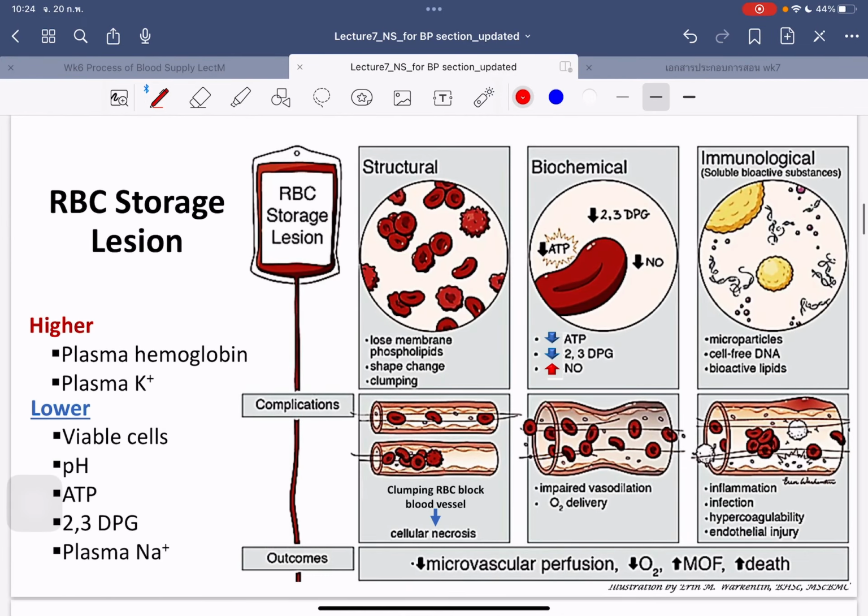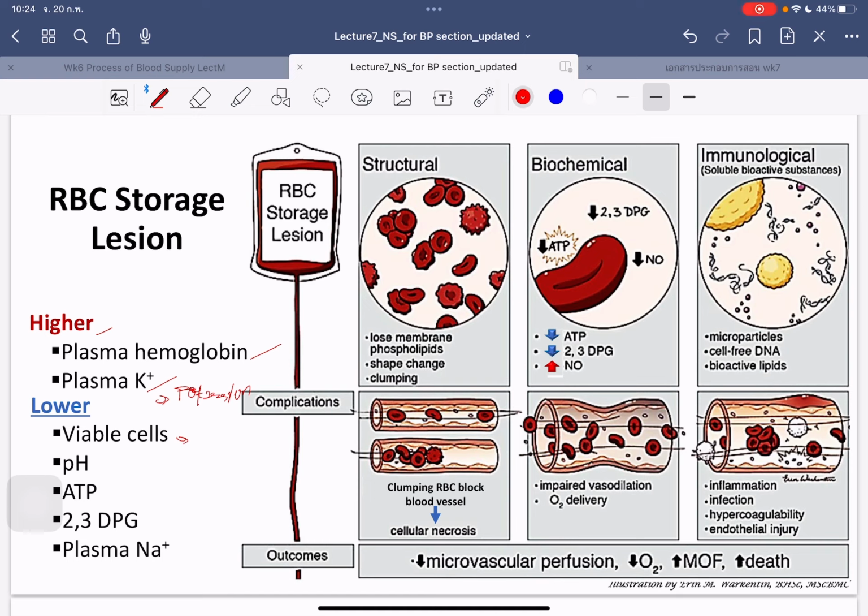So finally, when we think about red blood cell storage, the two parameters that are going to increase are hemoglobin, because of red blood cell lysis, and potassium, for red blood cell lysis as well. The parameter that is lower is the viability of the cells. What about pH? Which molecule induces the pH decrease? Lactic acid. Lactic acid from the red blood cell metabolism.